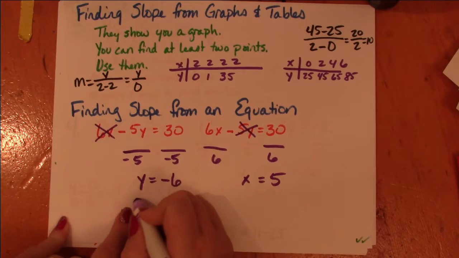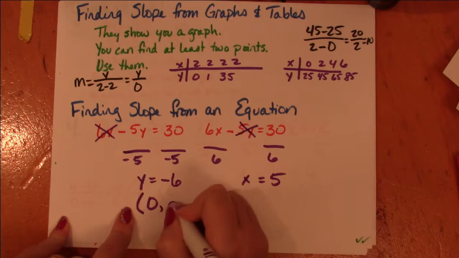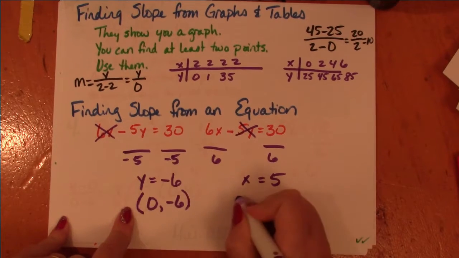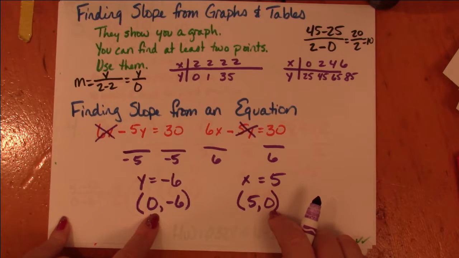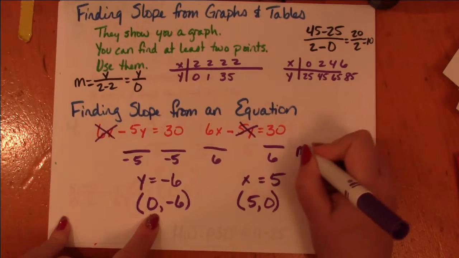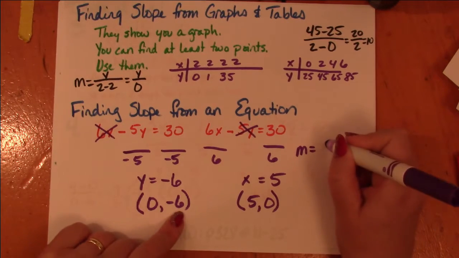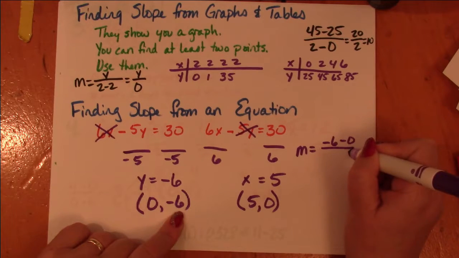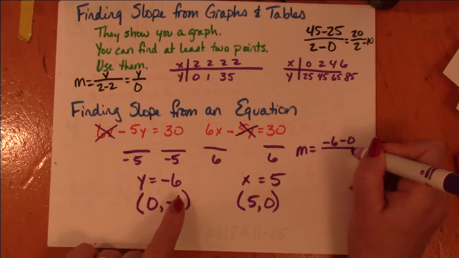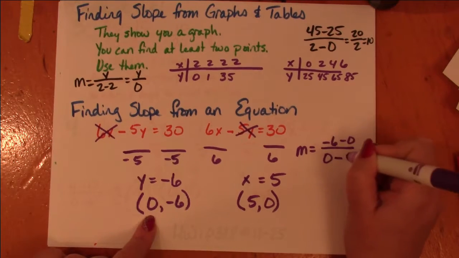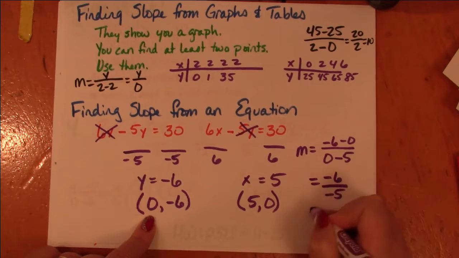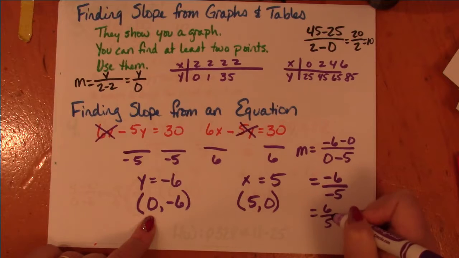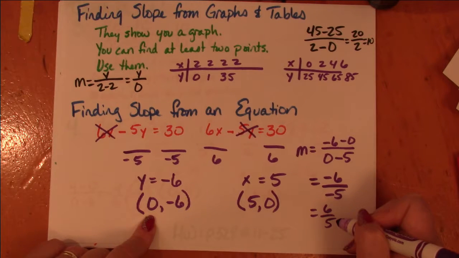So when y equals negative 6, that's because x equals 0. So our first point is 0, negative 6, and our next point is 5, 0 when y equals 0. Now that we have 2 points, we can stick that into our equation. m equals the change in y over the change in x. And I went this one first, so I have to do this one first, 0 minus 5. So that's going to be negative 6 over negative 5, which is 6 over 5. Our slope is 6/5.